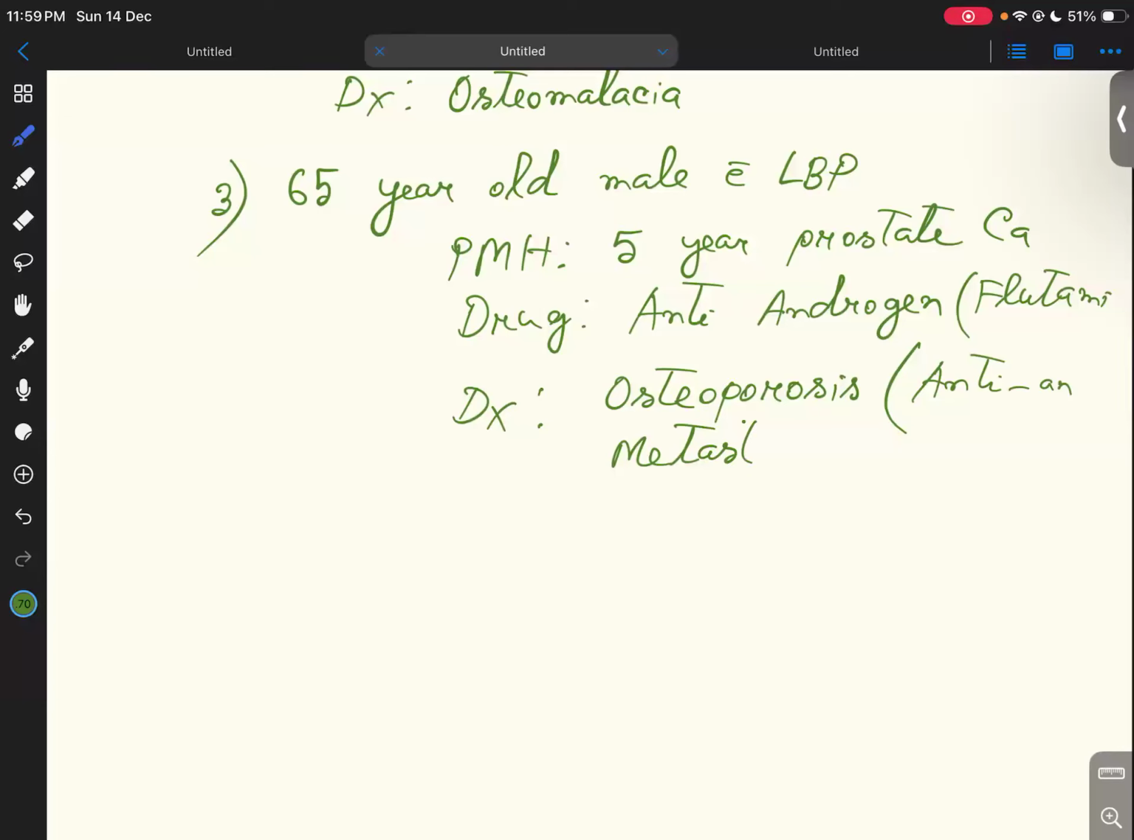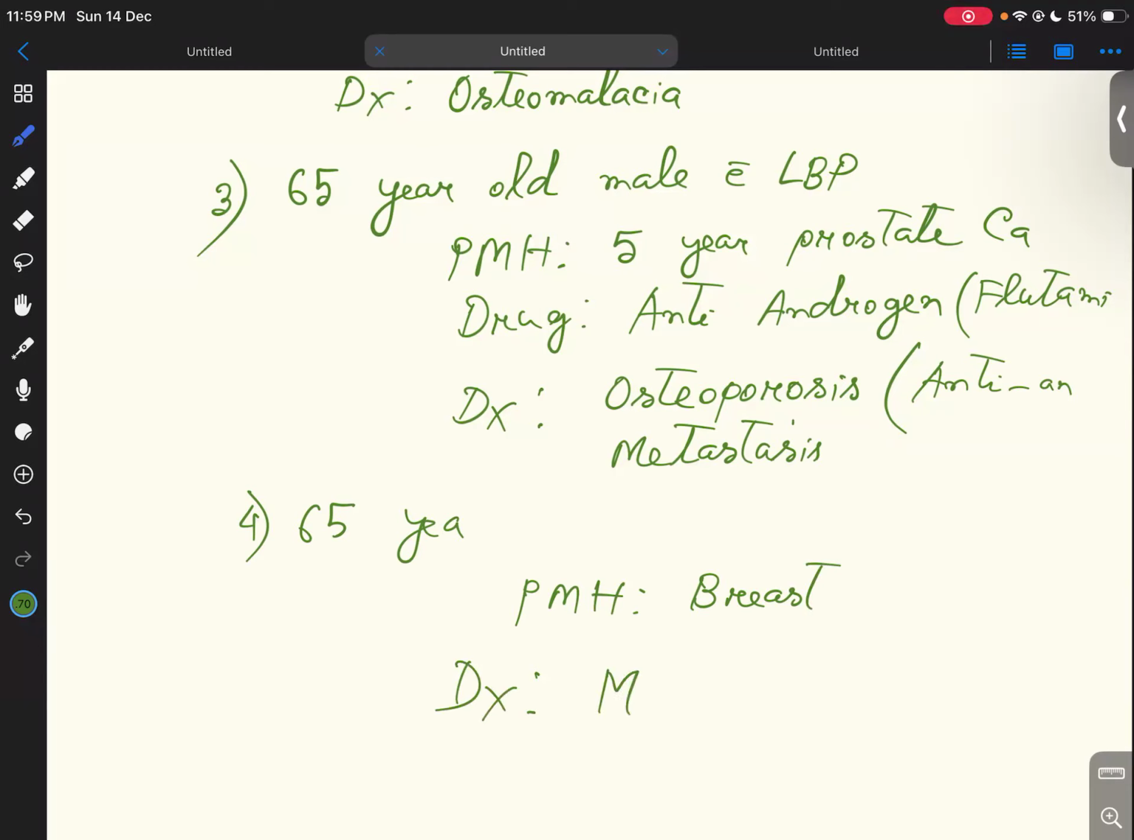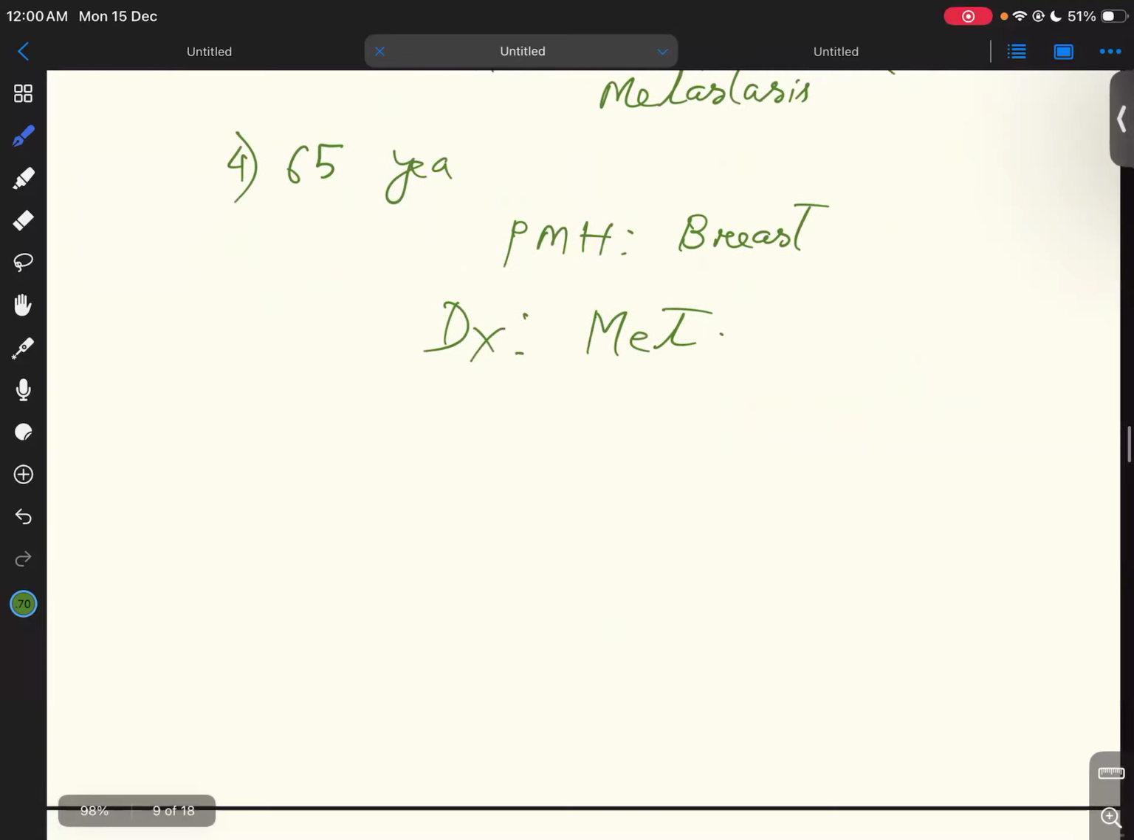If the same patient, a 65-year-old female with low back pain, tells you in the past medical history that she has resected breast cancer and she was declared cured, the differential diagnosis will also be metastasis. That is why I can tell you that past medical history, drug history, and family history are very important.